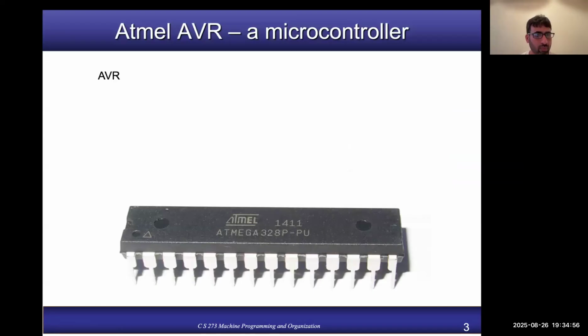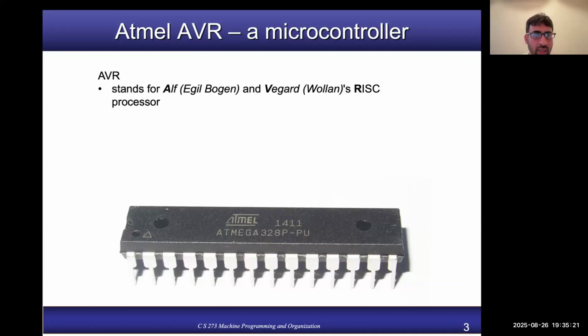Okay, so this is the microcontroller which we are going to study in this course. It is from Atmel, but Atmel was bought by another company named Microchip, but they kept the name of the microcontroller as it is, because it is already widely used. It is named AVR, where AVR is just an abbreviation of the names of the people who actually designed this microcontroller or processor.